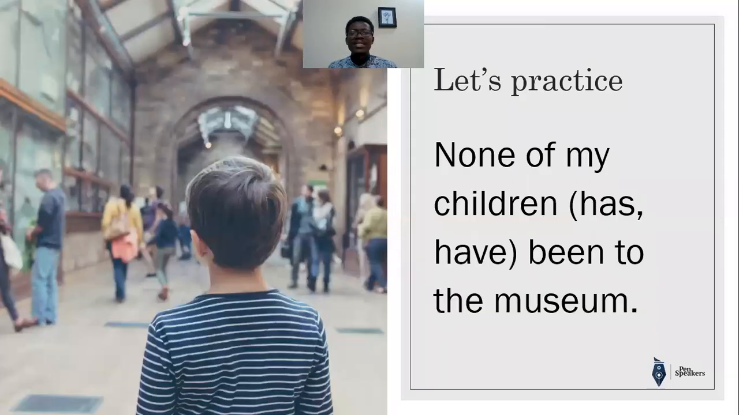So in practice, let's see this. None of my children has been to the museum. The expression none of is singular. It makes the whole phrase, including children, singular in nature. So you have none of my children has been to the museum. You get that? Exactly.